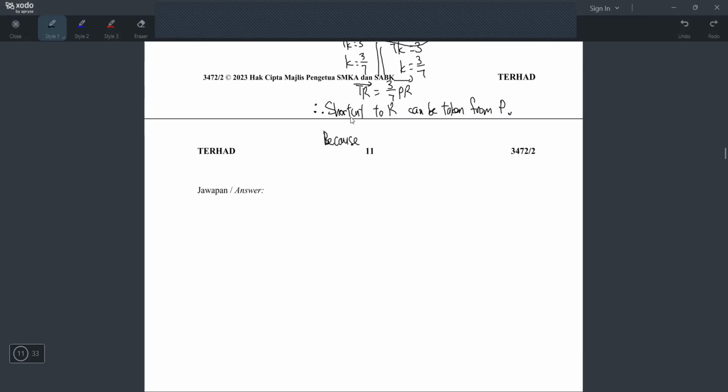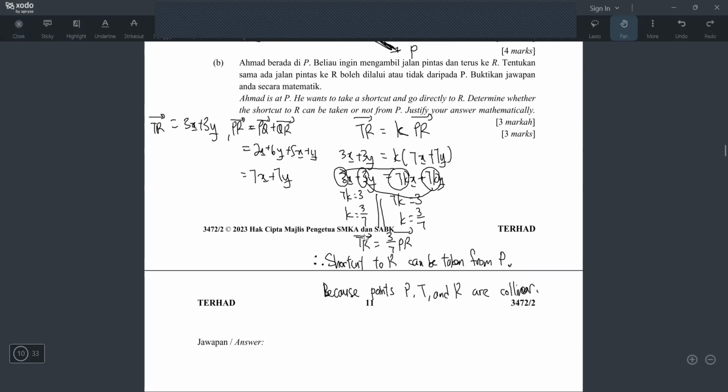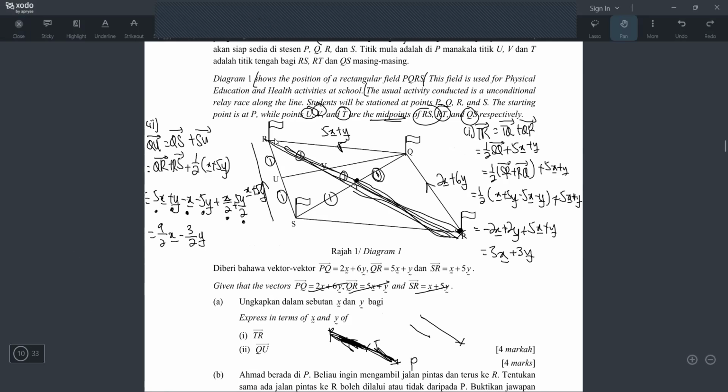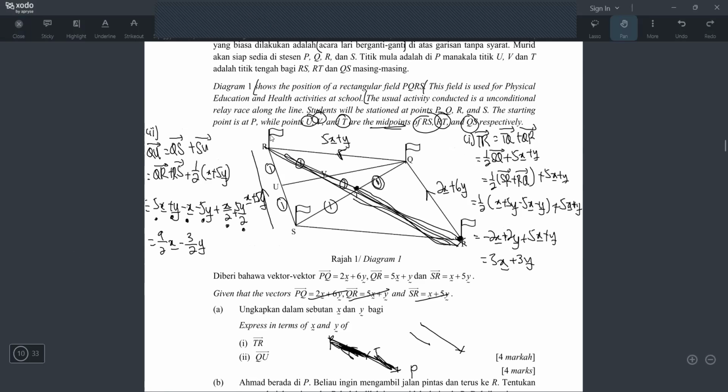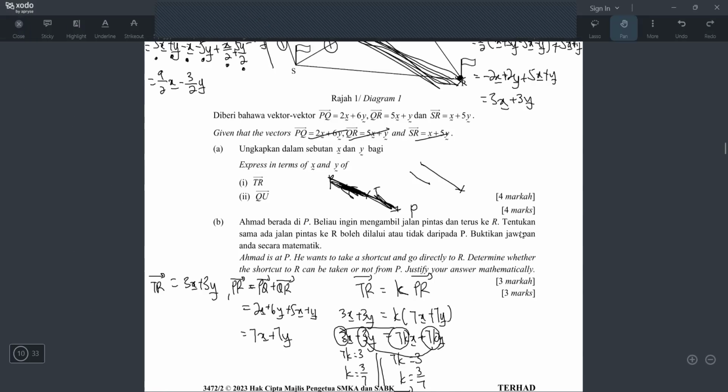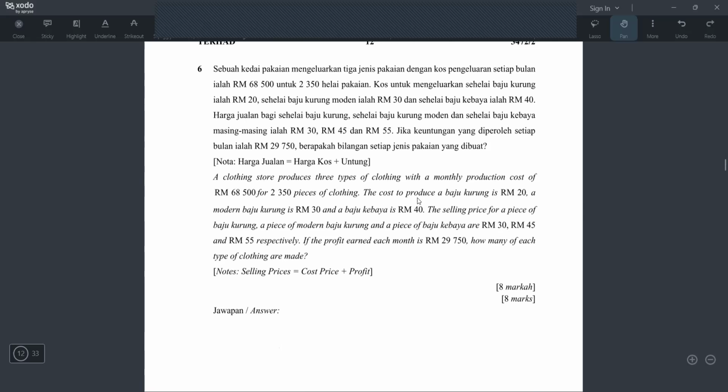points P, T, and R are collinear. Collinear means on the same straight line. Because when you write down TR equals 3/7 PR, you are saying that TR and PR are parallel. So if TR and PR are parallel and R is a common point, so definitely they are collinear, right? So yeah, hope you understand. So this is how you do the vector question.